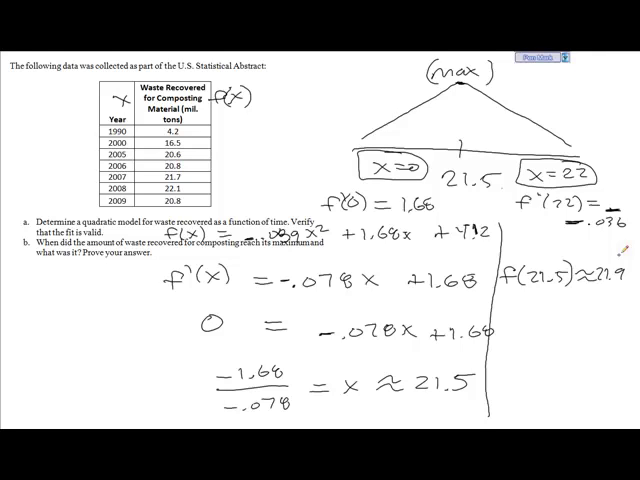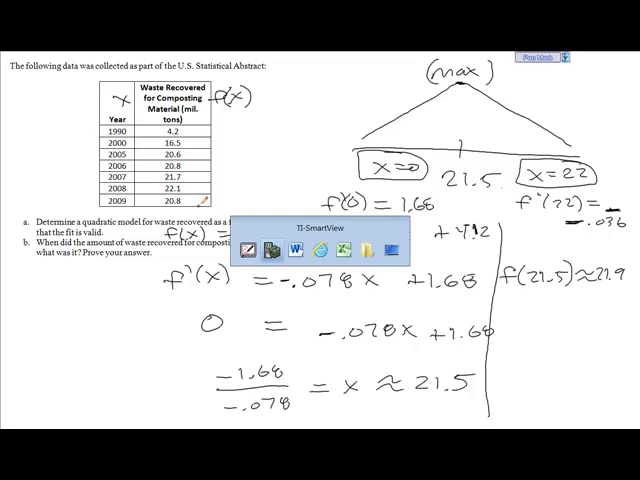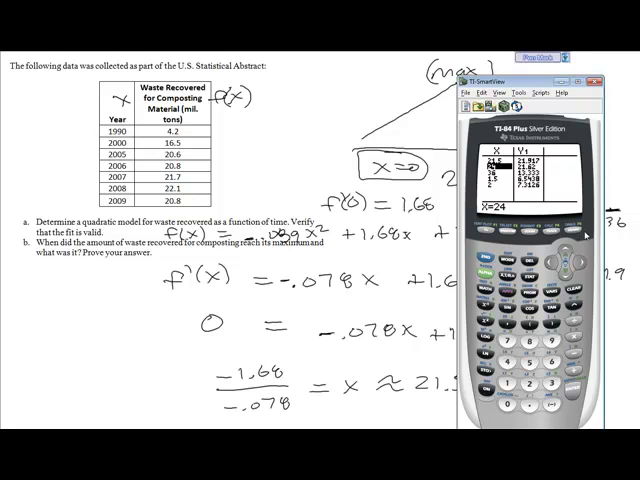Now this is interesting because here we're seeing 21.9, but according to the table, it was in 2008 that the maximum occurred, and the maximum was 22.1. Well, keep in mind, going back to our graph, that this is not a perfect model, that it only estimates things, and we can see that over here it's already reached its max, and it seems to be coming back down. So this is not a perfect model, but it does the trick for us.